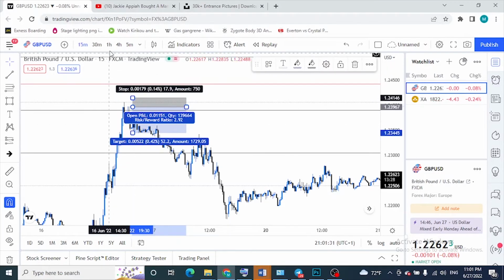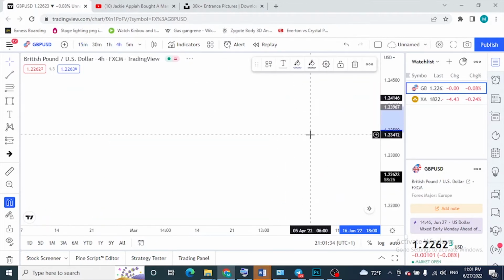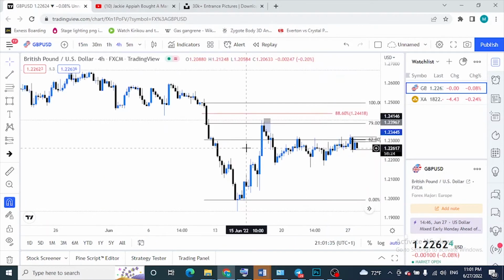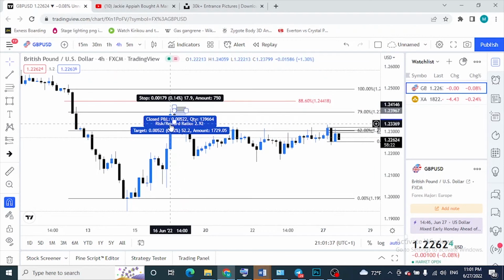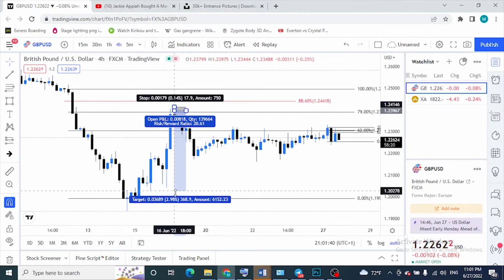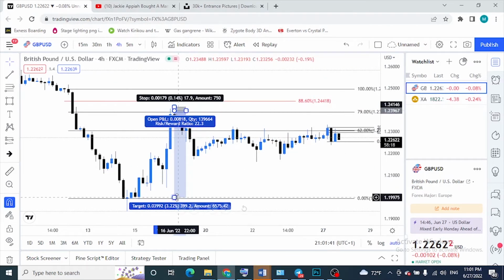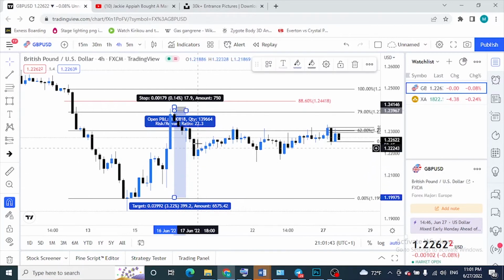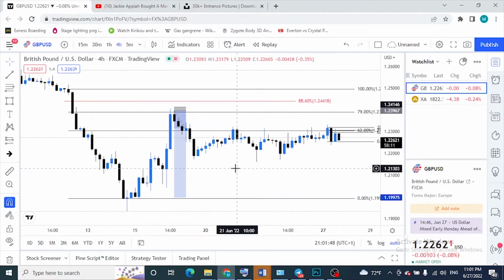So my target, I like to run my targets on the 4-hour time frame. I would have been targeting this order block right here. So this is a 22.3 risk to reward setup, and I feel like this is really okay. And I got another entry off of the 1-hour time frame.